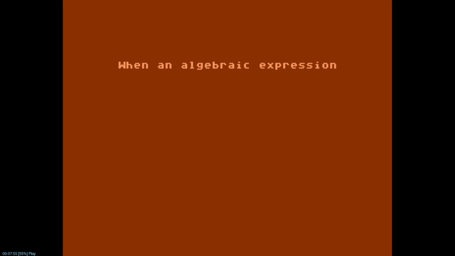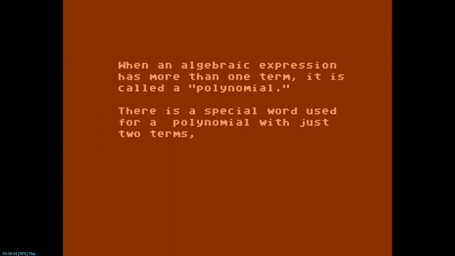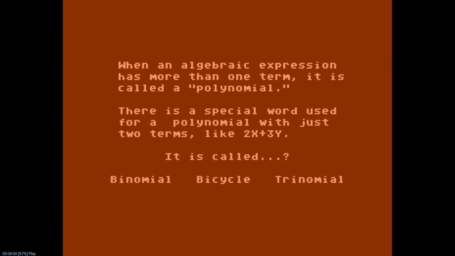Yes. When an algebraic expression has more than one term, it is called a polynomial. There is a special word used for a polynomial with just 2 terms, like 2x plus 3y. What would you guess it's called?